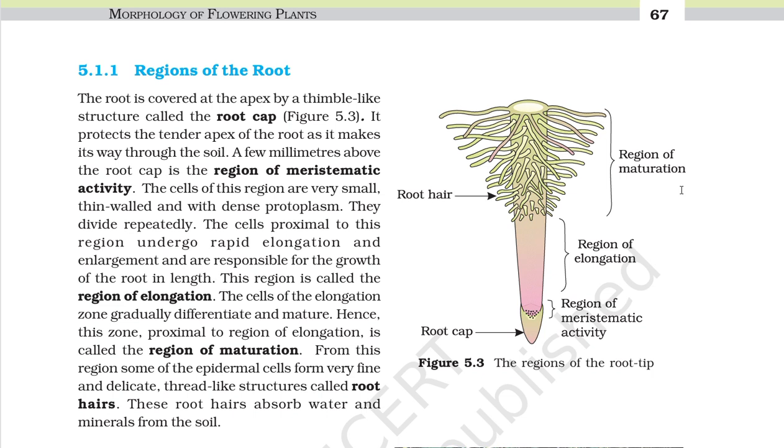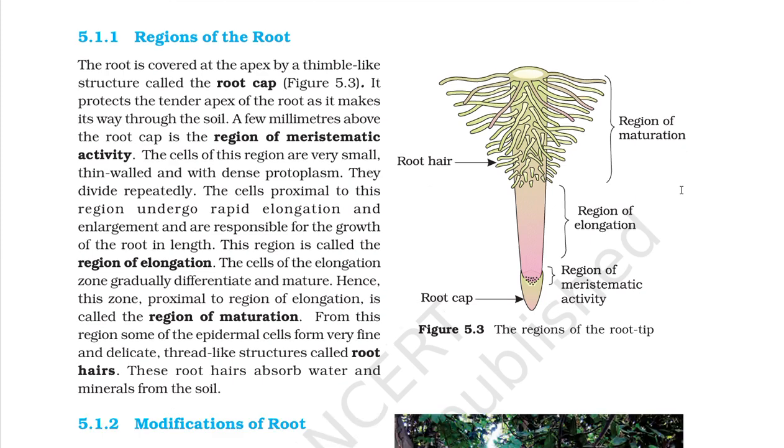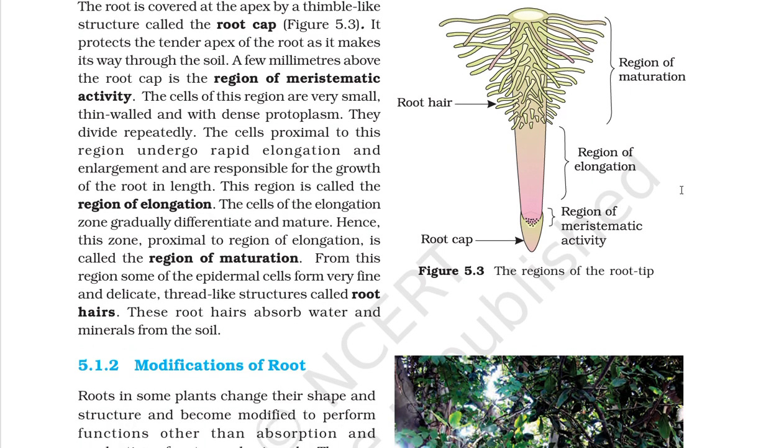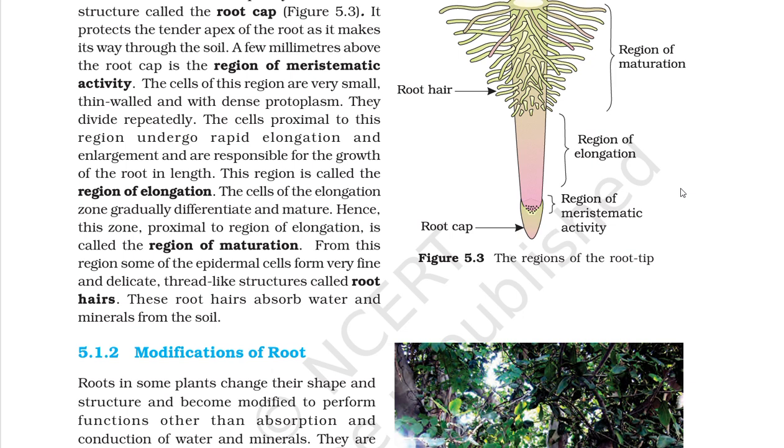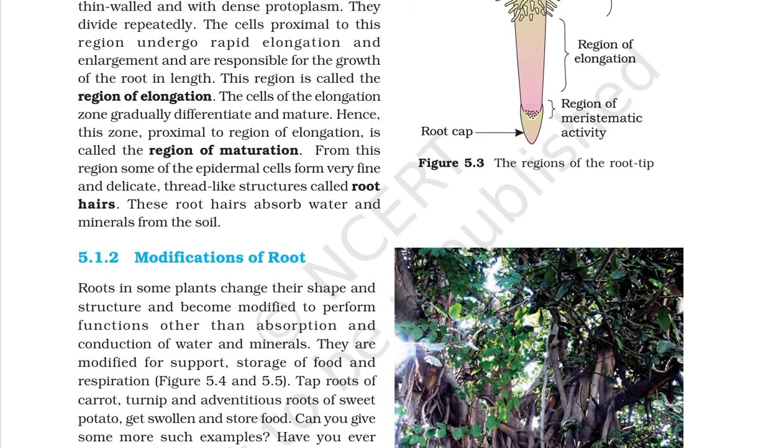They divide repeatedly. The cells proximal to this region undergo rapid elongation and enlargement and are responsible for growth of the root in length. This region is called the region of elongation. The cells of the elongation zone gradually differentiate and mature. Hence, the zone proximal to the region of elongation is called the region of maturation. From this region, some of the epidermal cells form very fine and delicate thread-like structures called root hairs. These root hairs absorb water and minerals from the soil.